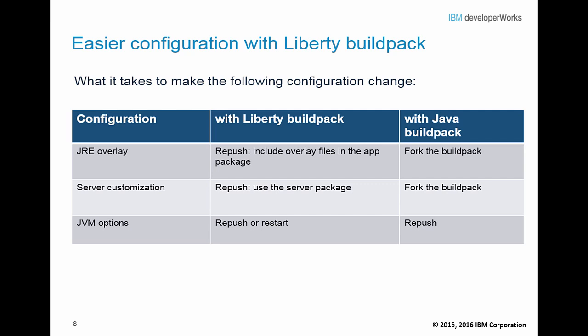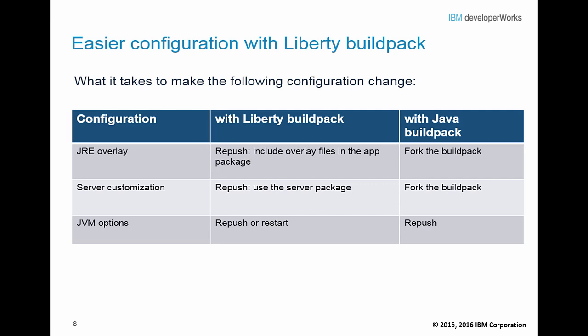Now, you may have noticed that there are times where files need to be bundled with the JDK in order to expose certain functionality in the JVM. And in such cases, you can include the overlay files in the application package and push the application to the cloud using the Liberty build pack. You cannot do that with the Java build pack. To do that with Java build pack, you'll have to again fork it and make the changes.